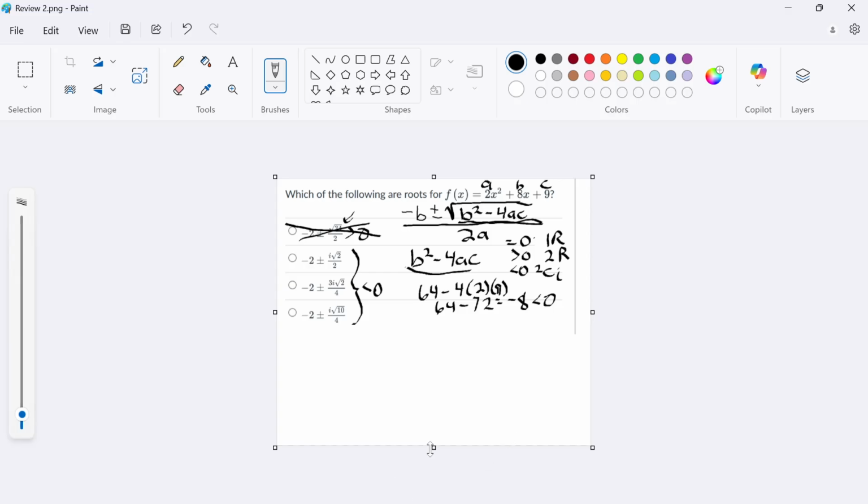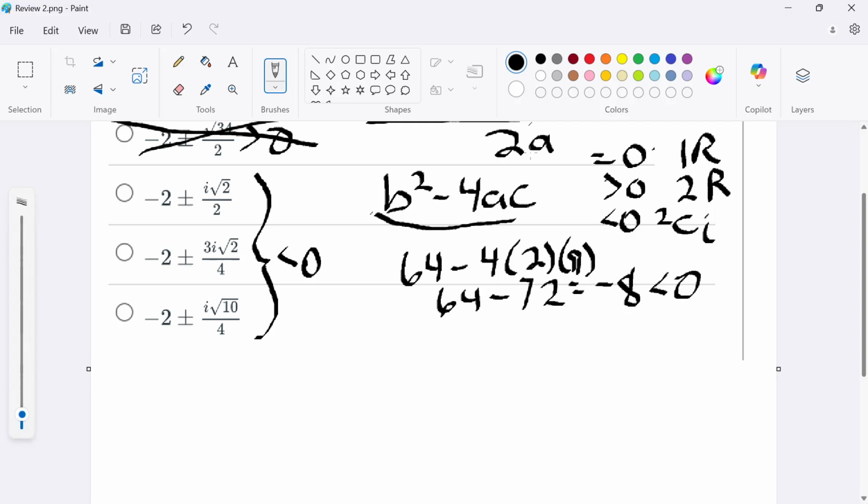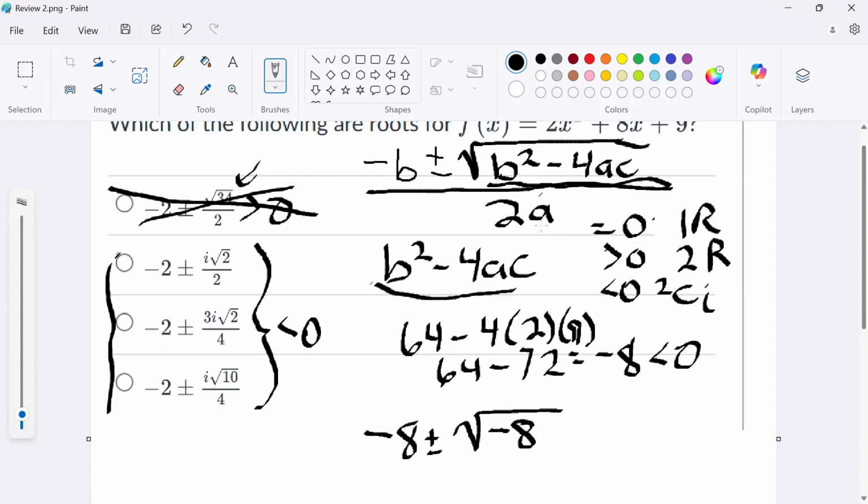I'll give myself more room here, and get the actual number. I'm going to use the whole quadratic formula to find the roots. So it's negative b, which is negative 8, plus or minus the square root of b squared minus 4ac. Well, I know that's negative 8, so it's plus or minus the square root of negative 8. I already calculated the discriminant. Hey, if it was greater than 0, I would have been done. I would have been able to eliminate these three. So I took a chance.